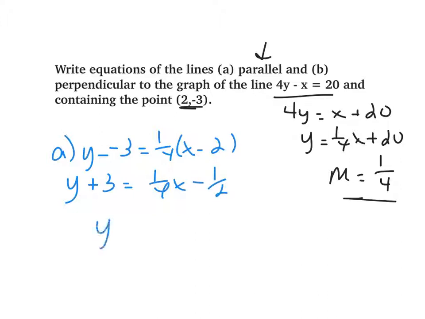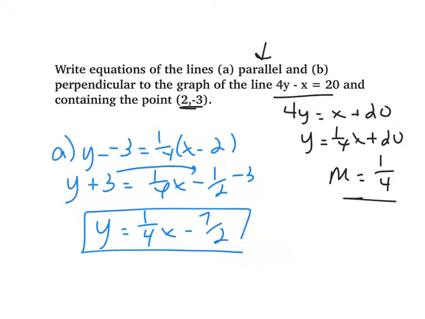And then to finish that up, I'm just going to move the 3 over. Move the 3 over here, make it a -3. So it's really 1/2 minus 3, and that's really -5/2. So that's the parallel one. That's A. I'm going to go to B.